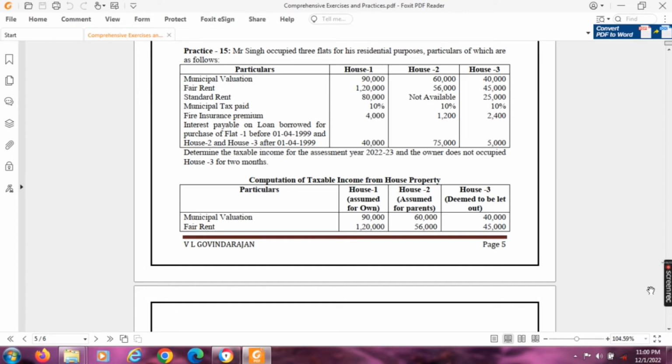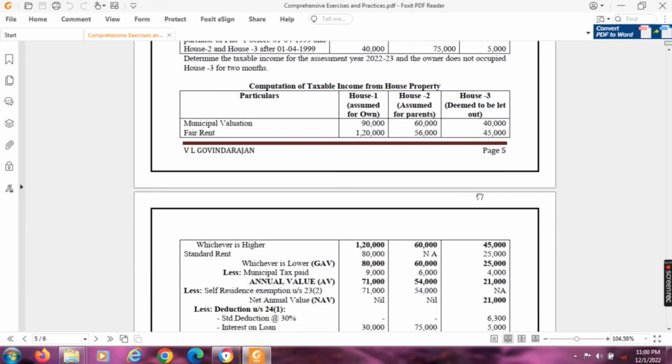Determine the taxable income. Let us start the answer. Particulars: house 1 assumed for own, house 2 assumed for parents, house 3 deemed to be let out. It is not direct. First of all, we have to take municipal value or fair rent, whichever is higher. Compare that value to standard rent, whichever is lower.